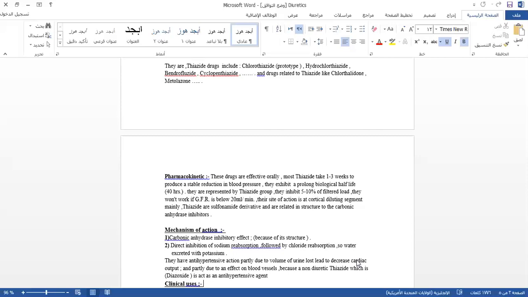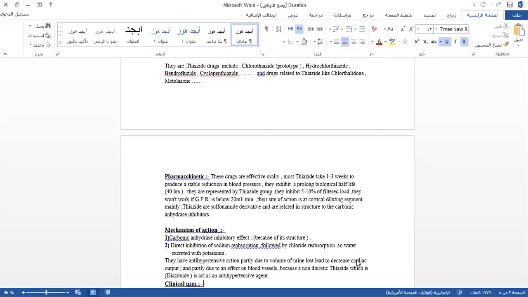Their site of action is the medullary part of the ascending limb, in addition to the proximal convoluted tubule. Here the action is mainly on the cortical diluting segment, with some effect on the distal convoluted tubule. Thiazides are sulfonamide derivatives and are related structurally to carbonic anhydrase inhibitors. They can inhibit carbonic anhydrase because they are related to the sulfonamides.